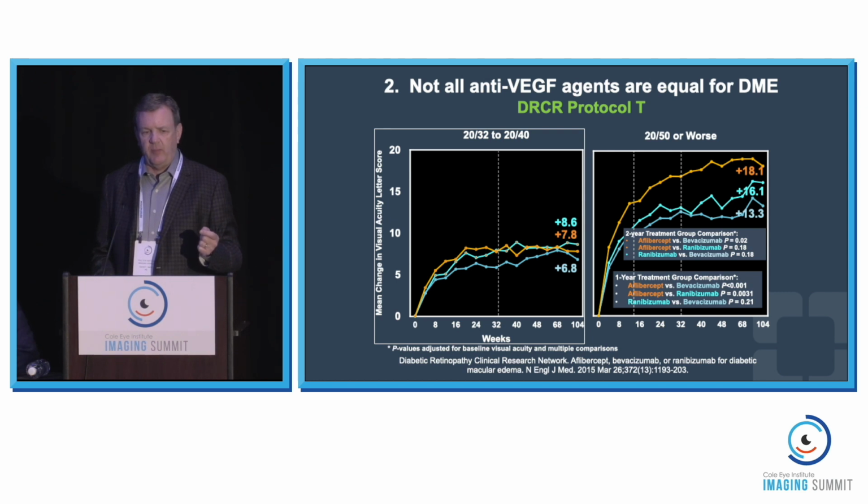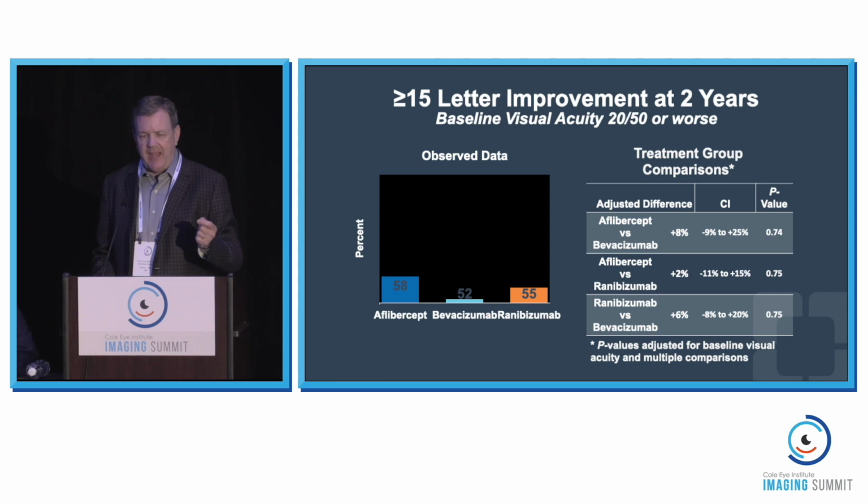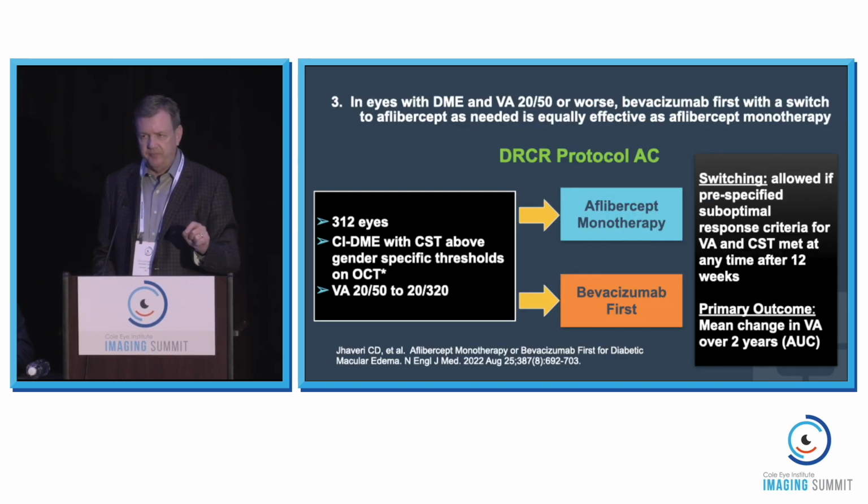If you look at the proportion of patients who had a 15-letter difference at 2 years, the absolute difference between the proportion of patients who had a 15-letter gain with aflibercept was 58% versus 52%, only a 6% absolute difference. And which was the genesis why we did Protocol AC, which we published in the New England Journal 11 months ago. A lot of people think we did this trying to prove step therapy.